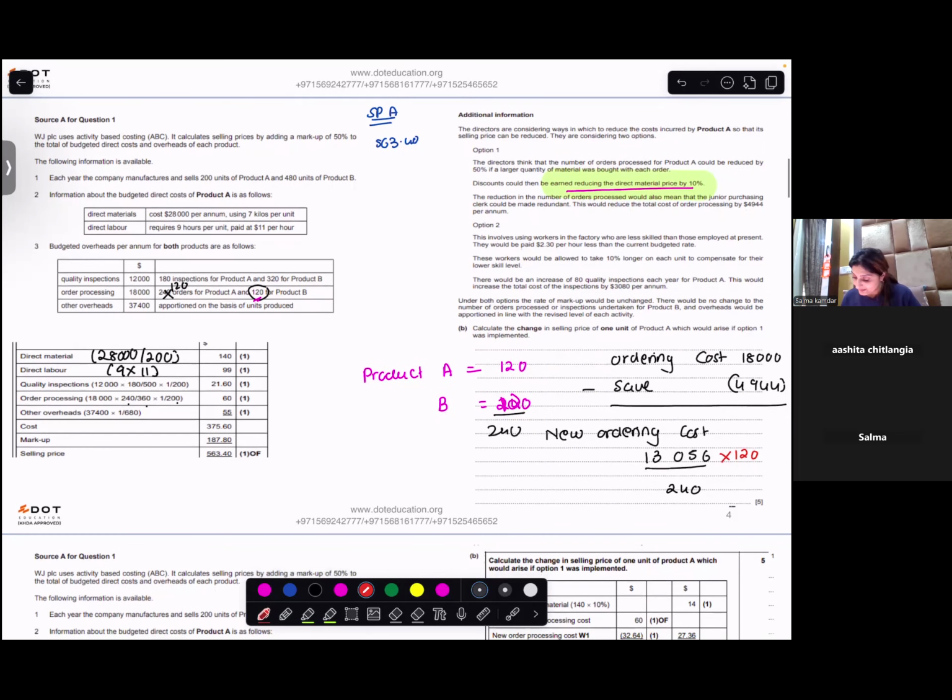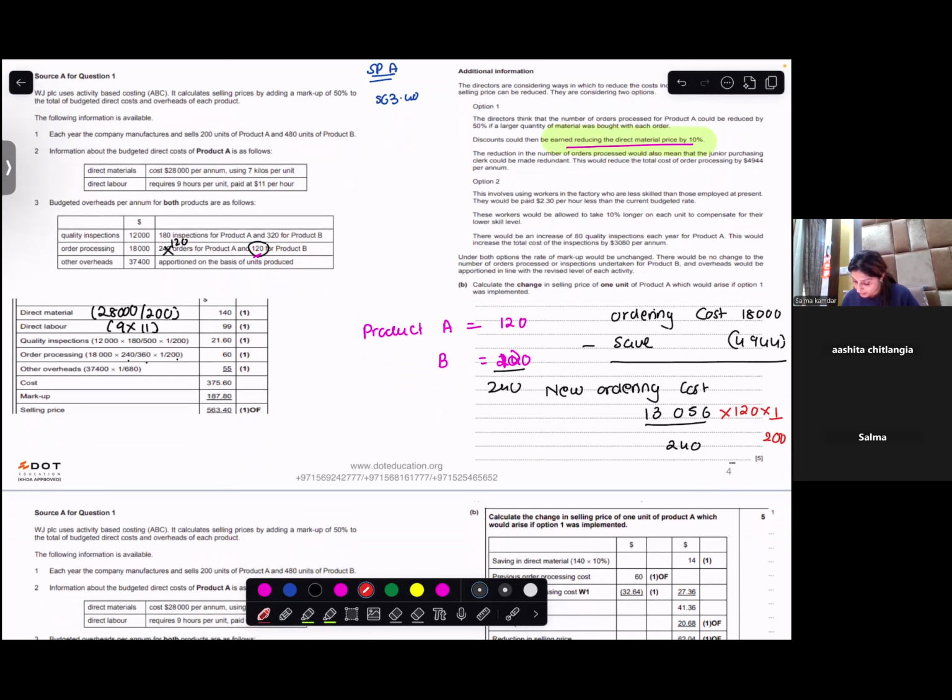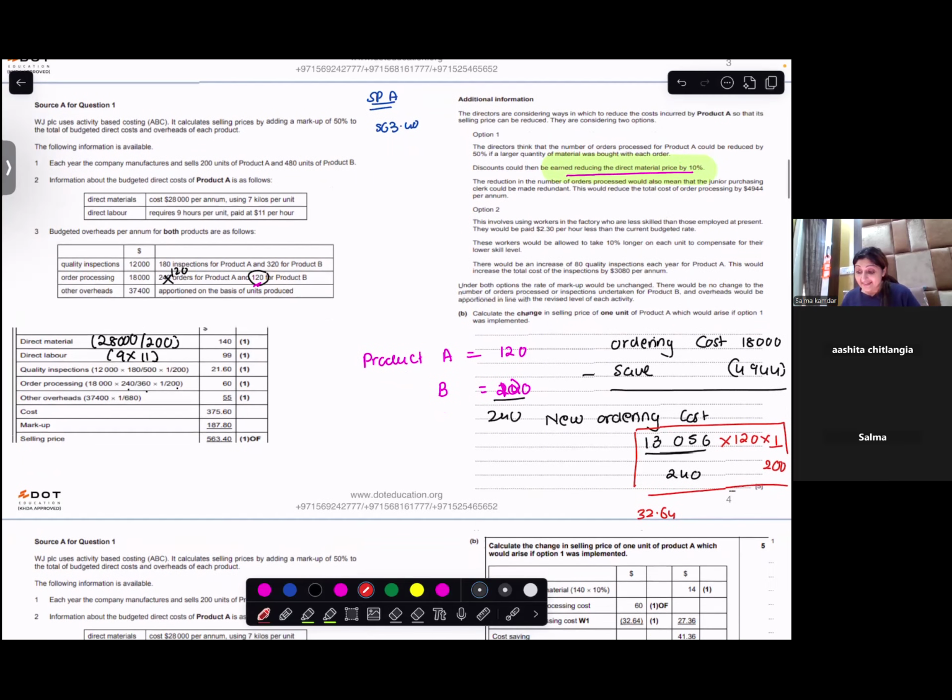And I have to calculate it per unit. So per unit, what would be my ordering cost? 32.64. Okay. Directors want to reduce the cost because they want to reduce the selling price.